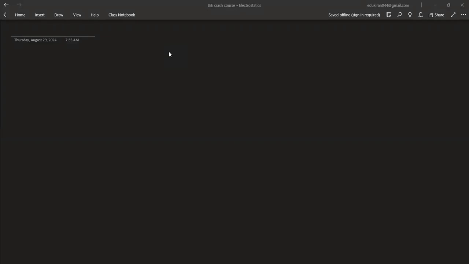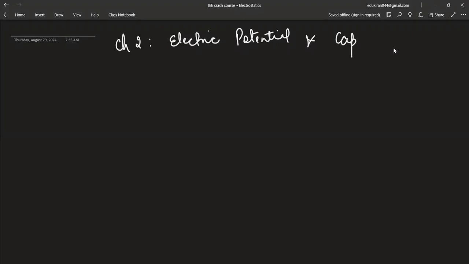I'll just start with the basic question, so then he can continue, because there's a pattern that you all have to follow. And if I start to teach something else, it will be difficult for you to cope up. So I'll just start with the basic questions which have already come in JEE and from your chapter 2 itself. So electric potential and capacitance.